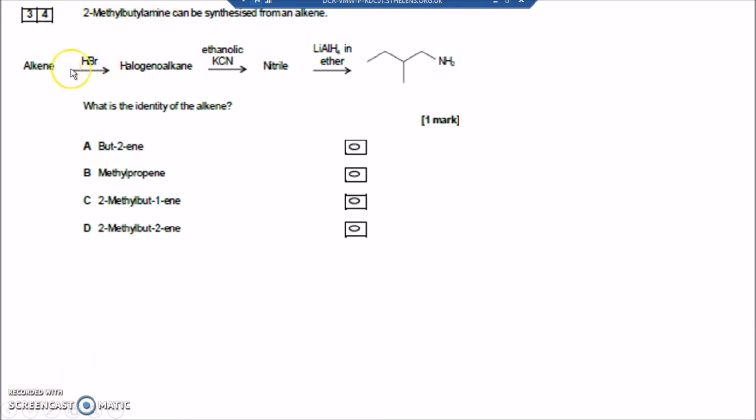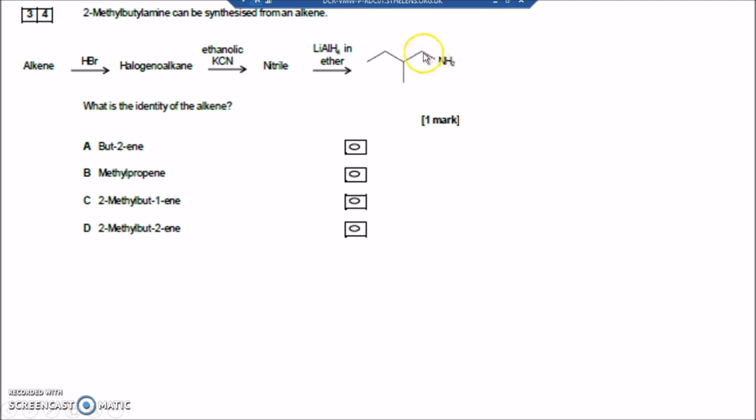Question 34, a tough question because we've been given an organic reaction pathway and we've got the product and we've got to work back all the way to work out what the alkene was right at the beginning. So let's have a look at this here. So I've got CH3, CH2, CH there, CH3 here, CH2 and then an NH2 at the end. So before that there's been a nitrile, so this has been a CN, a C there and an N there.